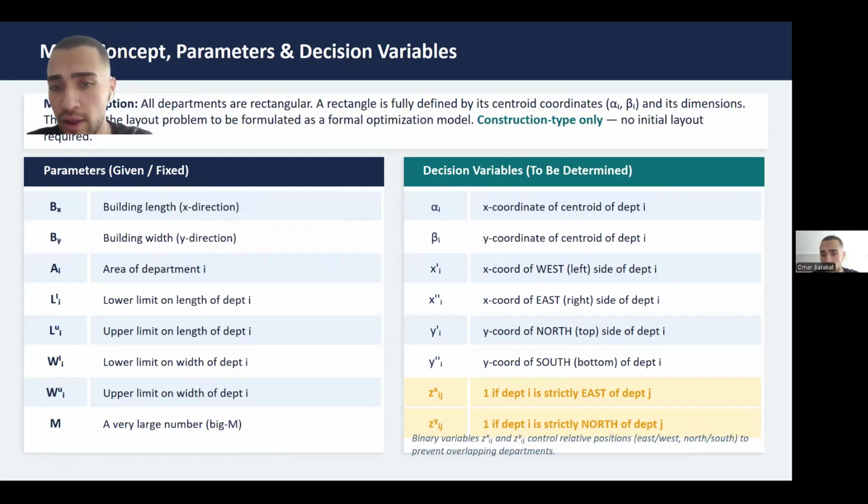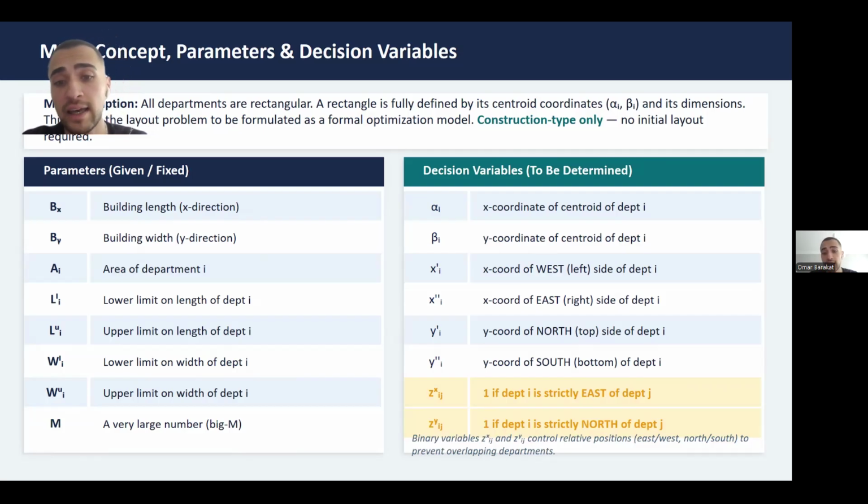Alpha and beta are the x and y coordinates of each department's centroid. Xi1 and Xi2 are the left and right boundaries. Yi1 and Yi2 are the top and bottom boundaries. The binary variables are what make this an integer program.